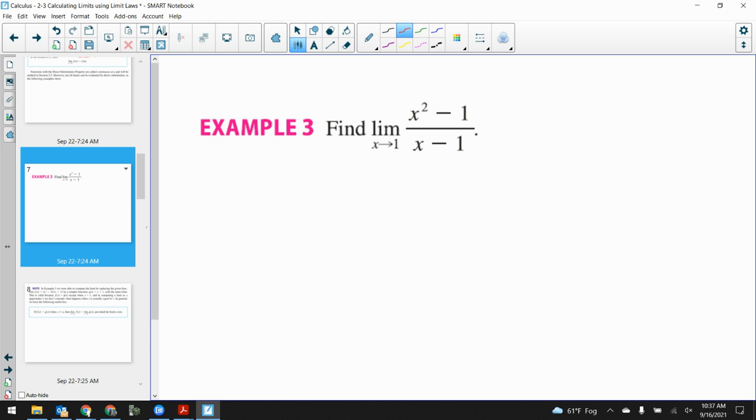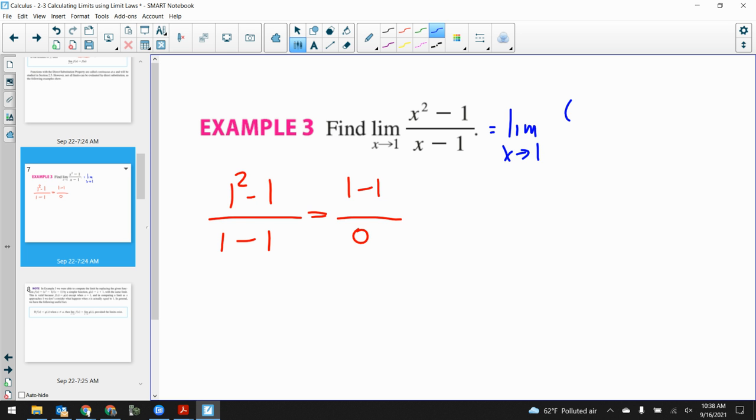can I do direct substitution as it sits right there? If I tried to, I would not be able to, right? But is there something that I could do to reduce that function? I could factor it. So we could take the limit as x goes to 1 of (x minus 1)(x plus 1) over x minus 1. Presto changeo.